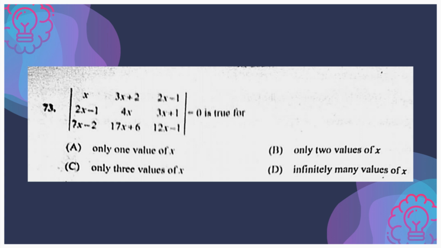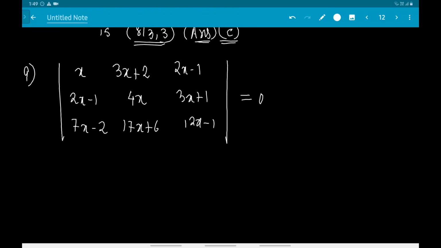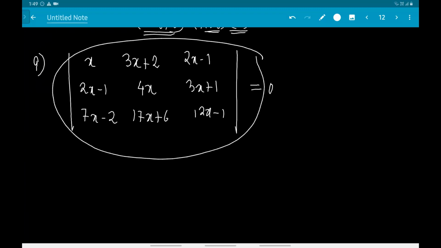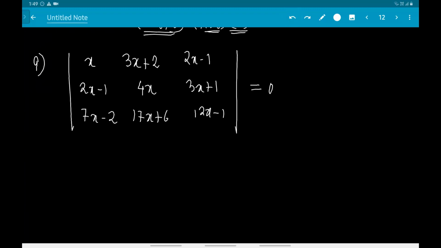So basically we have to find the value of the determinant, and it is equal to 0, and then we have to check that it is true for how many values of x. So at first just find the value of the determinant, then we can equate it with 0. At first we do the operation: R2 prime is equal to R2 minus 2 R1, and R3 prime is equal to R3 minus 7 R1.